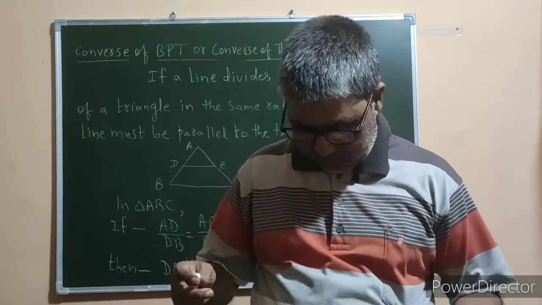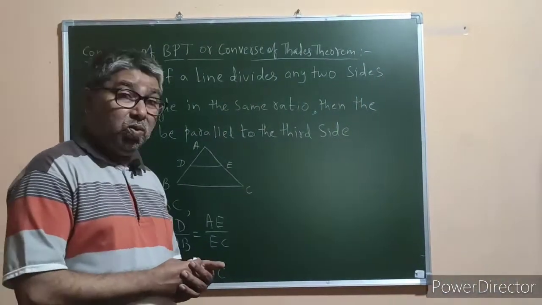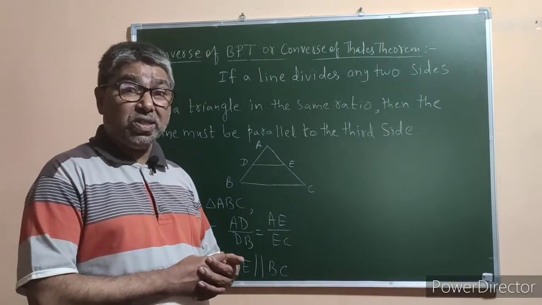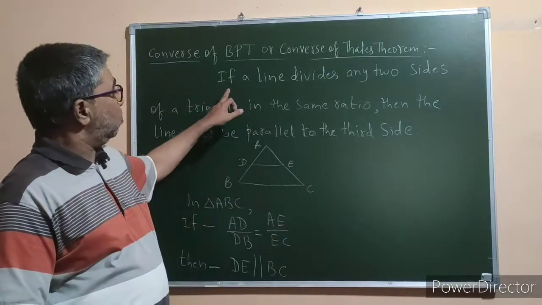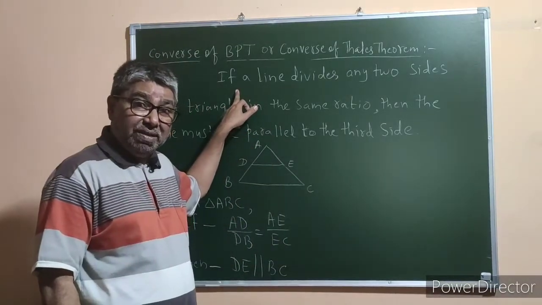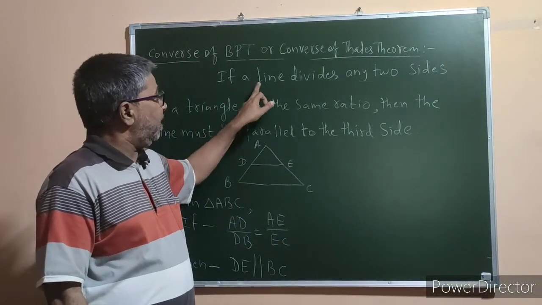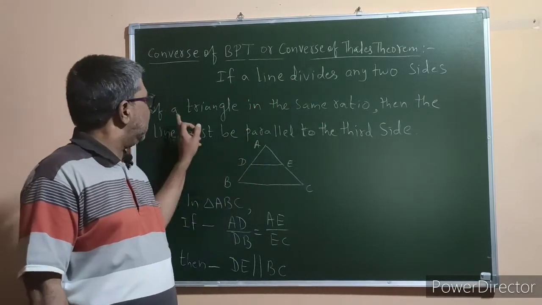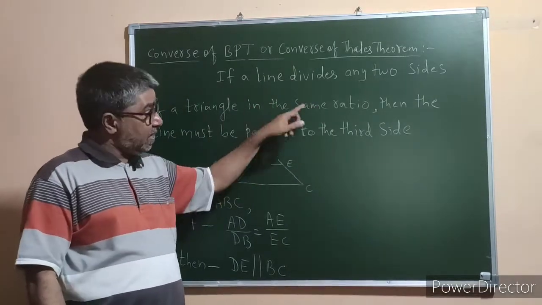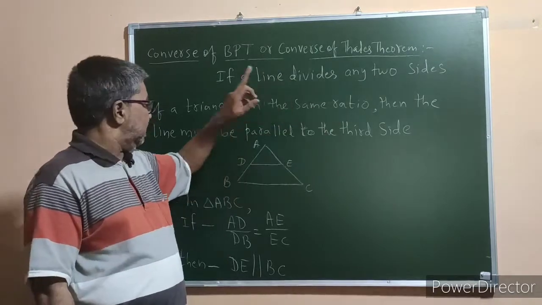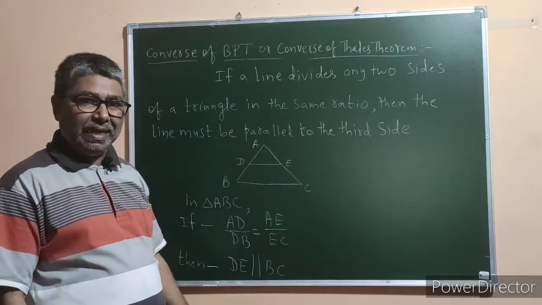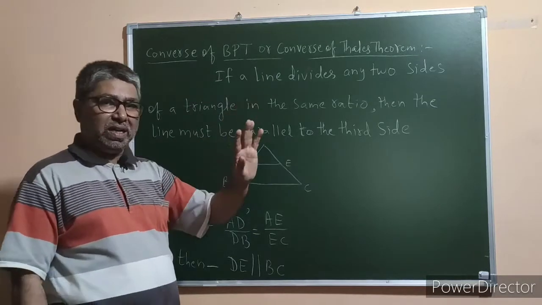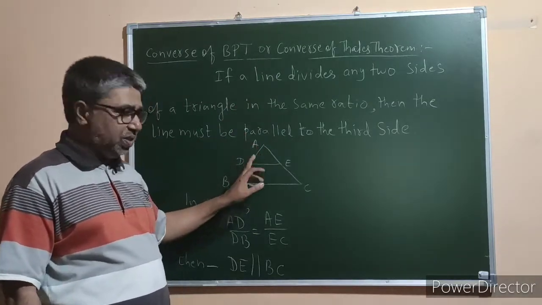So dear students, let us see the converse of the Basic Proportionality Theorem, or converse of Thales theorem. What is the statement of the converse of Thales theorem? It is, if a line divides any two sides of a triangle in the same ratio, then that line must be parallel to the third side of the same triangle. This is the statement of the converse theorem.